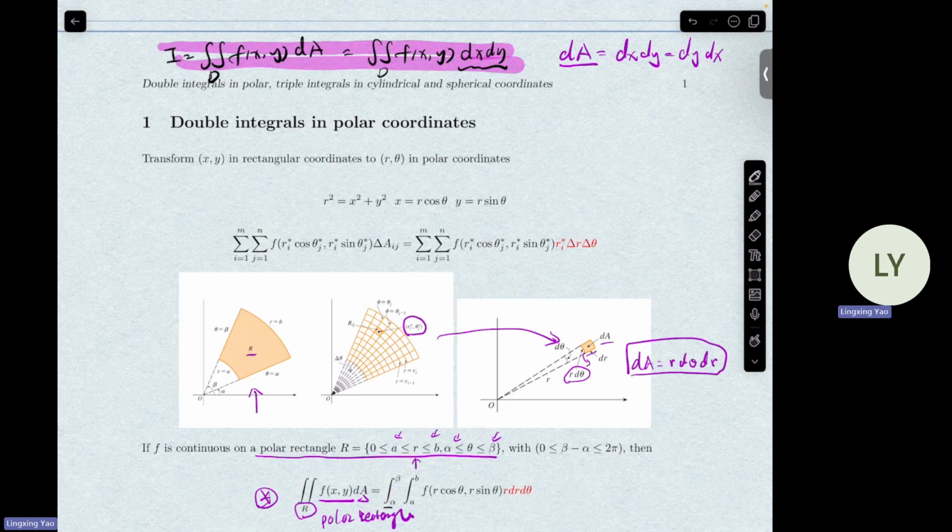And obviously over here, if we decide we're going to write our double integral in the polar coordinates with the order, here we want to point out, let's use a different color.